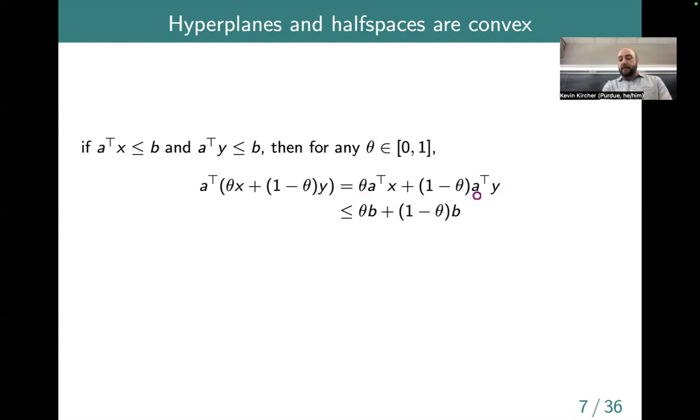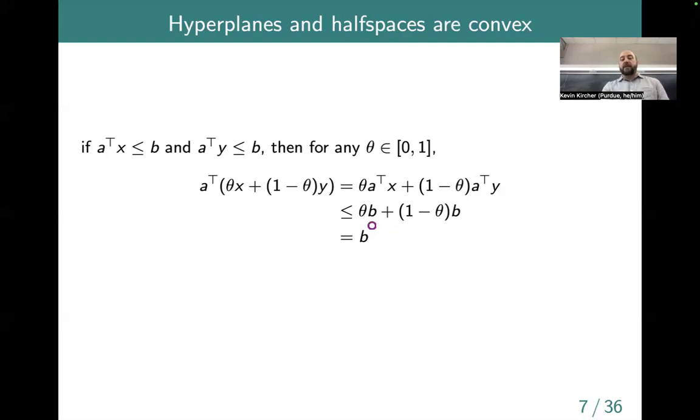And then again, over here, we have a transpose y. Well, that's less than or equal to b. And 1 minus theta is again non-negative. The biggest theta can be is 1, so 1 minus theta is always greater than or equal to 0. And so then we get that the stuff on the right-hand side here is no larger than theta b plus 1 minus theta b. And then the theta b's cancel, and we're left with just 1 times b.